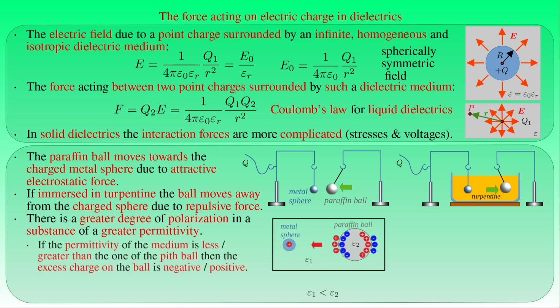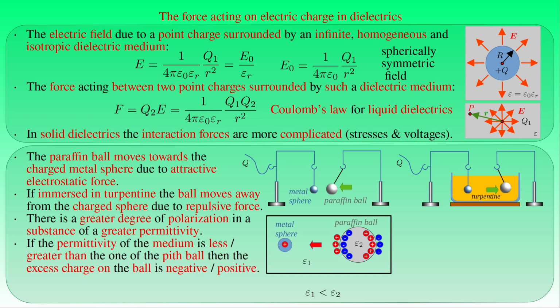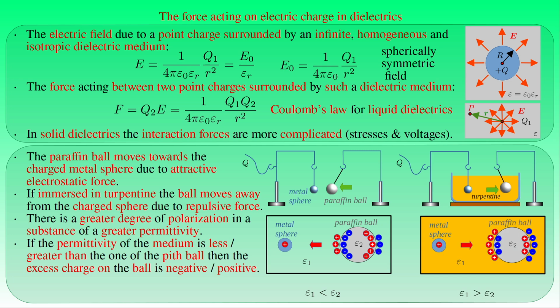If ε1 is less than ε2, the excess charge built up on the boundary surface of the pith ball closer to the charged metal sphere is negative. If ε1 is greater than ε2, this excess charge is positive. In the first case, the positively charged metal sphere attracts the pith ball, whereas the charged body will repel the pith ball in the second case.